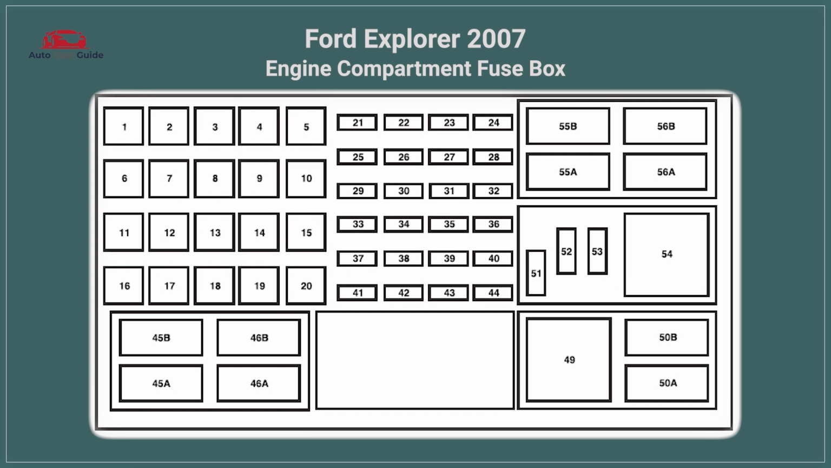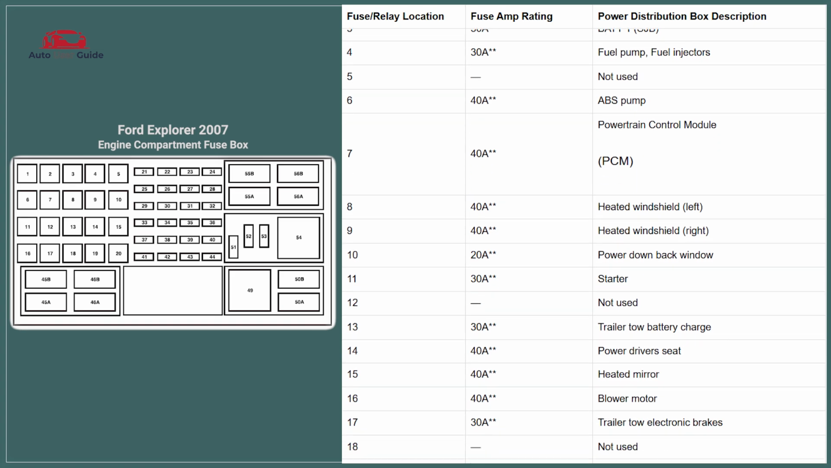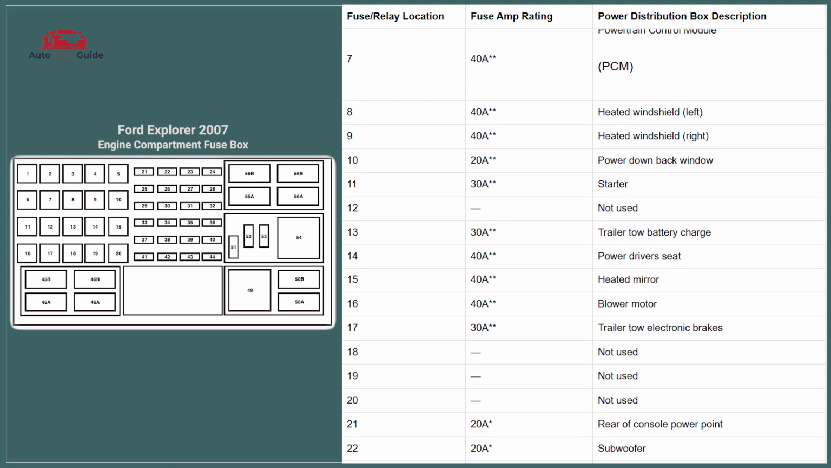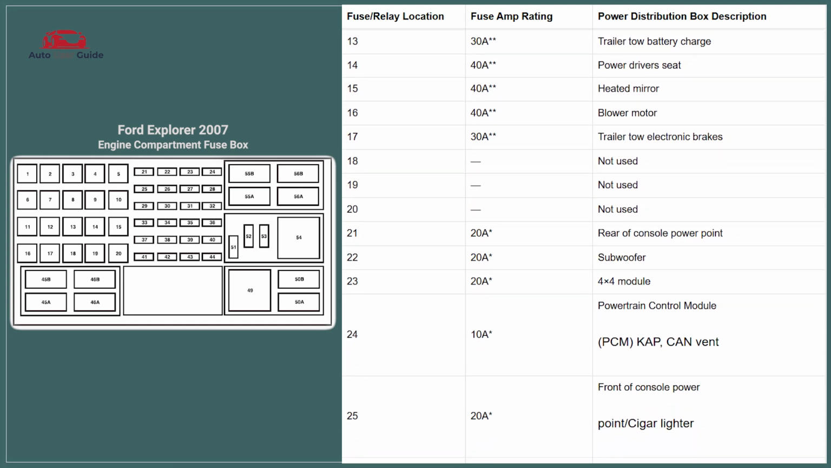The engine compartment fuse box in a 2007 Ford Explorer supplies and protects power to key systems such as the engine control module, ignition, fuel system, cooling fans, and ABS.